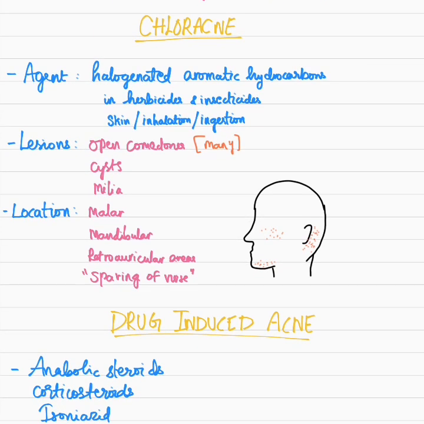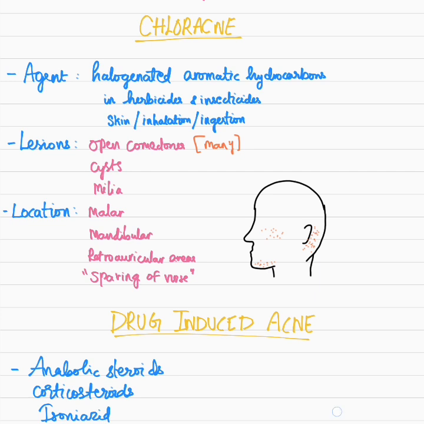Coming to chloracne, the agent is halogenated aromatic hydrocarbons, like fluorine, chlorine, bromine, iodine containing aromatic hydrocarbons that are present in herbicides and insecticides. The contact with these agents can be through the skin, by inhalation or by ingestion. The lesions are classically open comedones, many in number, and there can also be cysts and milia. The location is malar or mandibular and retroauricular area, and there is classic sparing of the nose.